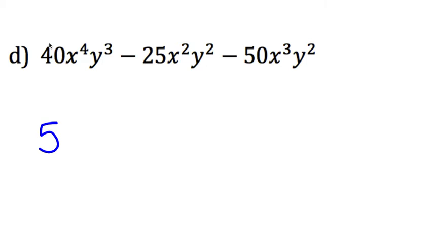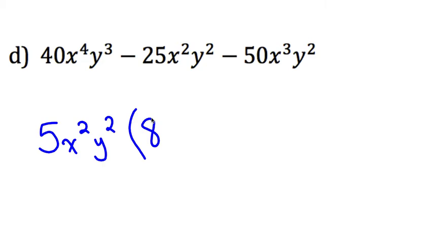All right, so then I look at my variables. What's the smallest power for x? Well, there's a 4, there's a 2, and there's a 3. Smallest power is a 2, right? That's pretty simple. What's my smallest power for y? 3, 2, 2. Smallest power is a 2. That's it. Okay, there's my GCF. Now we're just going to do our dividing. So 40 divided by 5. 40 divided by 5 is 8.